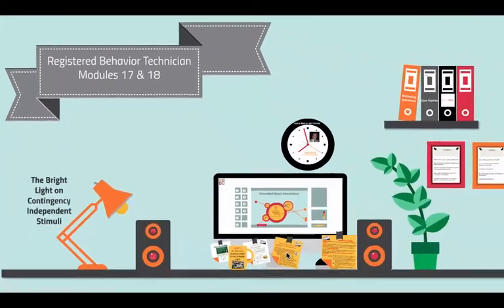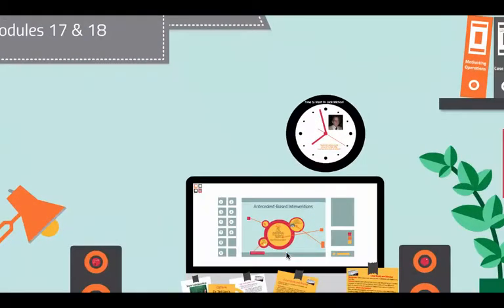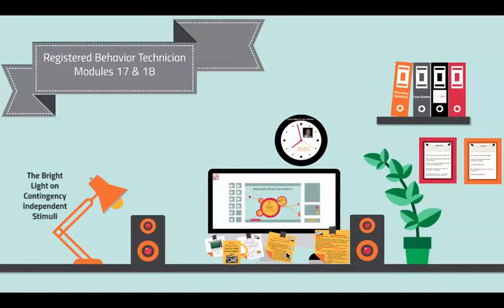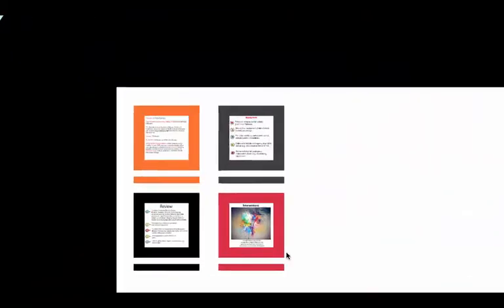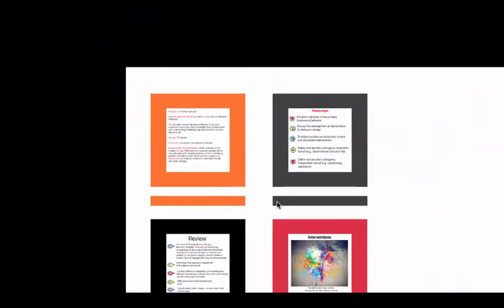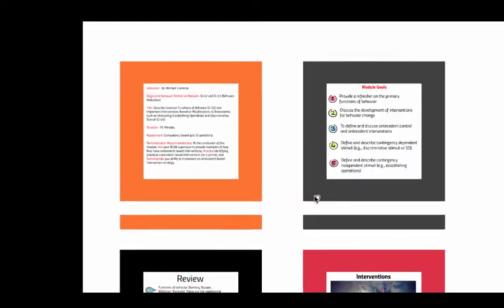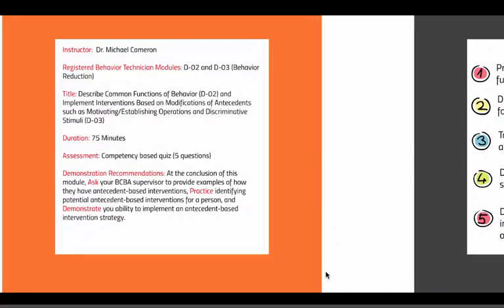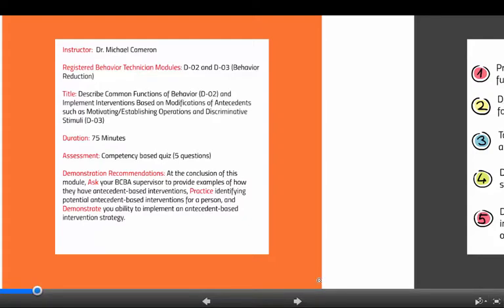This is Dr. Michael Cameron, and this is Registered Behavior Technician Modules 17 and 18. The specific strand that this comes from in terms of the Registered Behavior Technician task list are D02 and D03, and both of these areas are from the behavior reduction category.